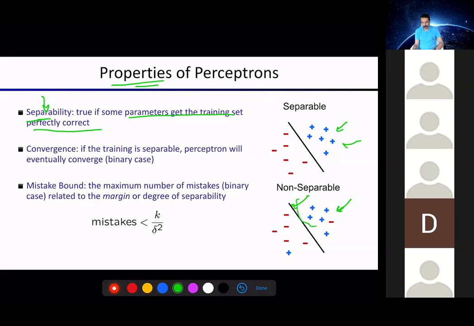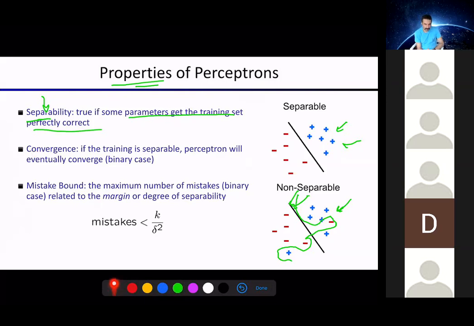There might be something like this, or no, sorry, even worse. It might be the case that a decision boundary like this exists, but this is not a linear decision boundary. So for the linear decision boundary, such a hyperplane doesn't exist.